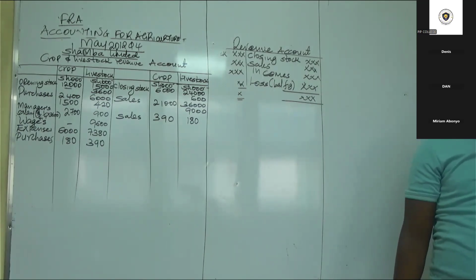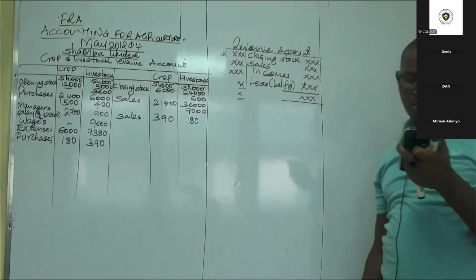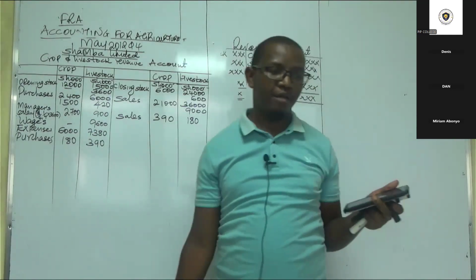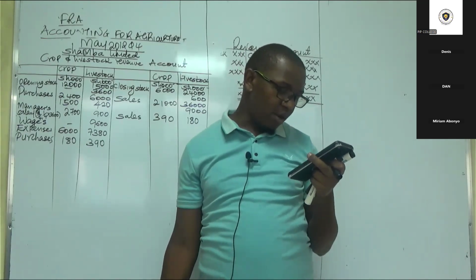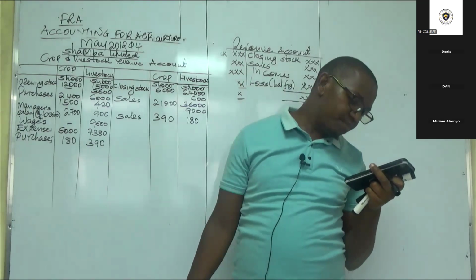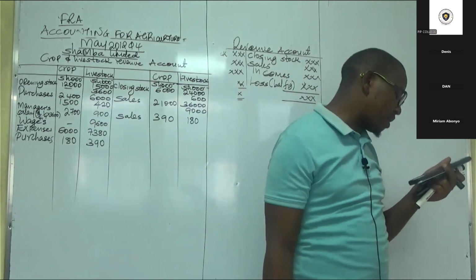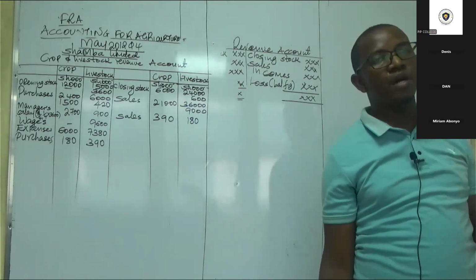Bad debts of 300,000 are to be written off, and an allowance for doubtful debts of 4% to be provided. That will affect the general income statement. The one, crops consumed by farm workers were valued at 600,000.